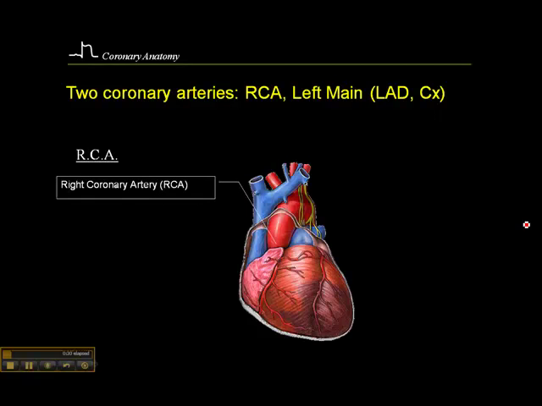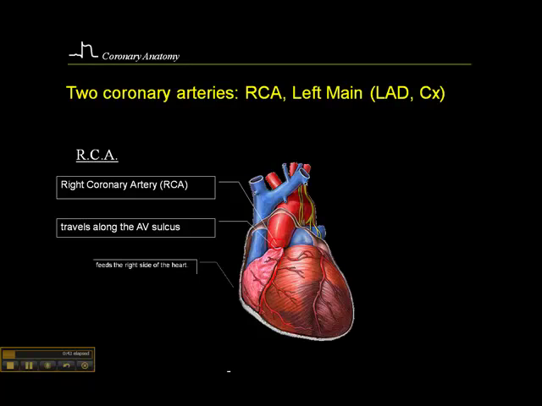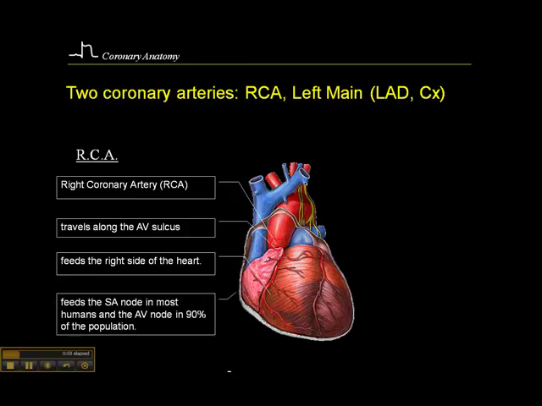So the right coronary vessel comes off the base of the aorta, just like the left main coronary artery, and it travels along the AV sulcus. So this is the groove between the right atrium and the right ventricle, and it feeds the right side of the heart. And this is important because when a patient occludes their RCA, they may experience a right ventricular infarct or right ventricular ischemia, both of which can compromise contractility of the right ventricle.